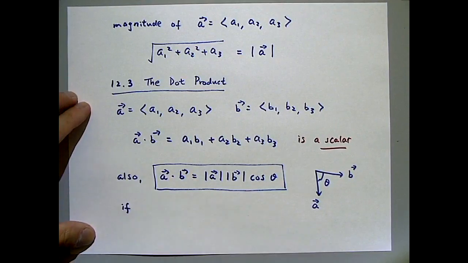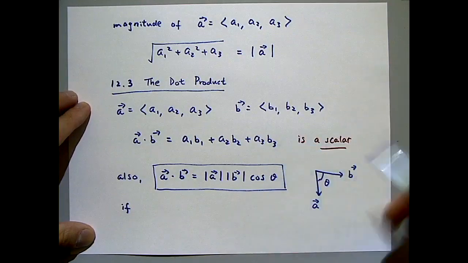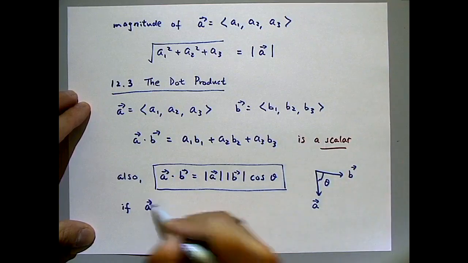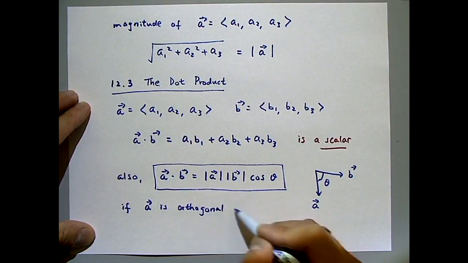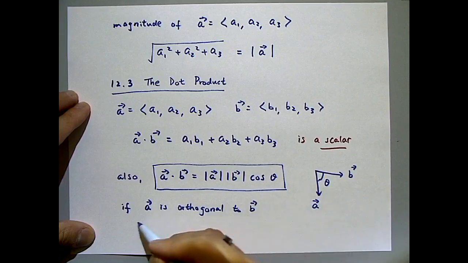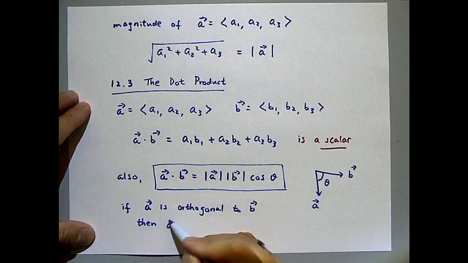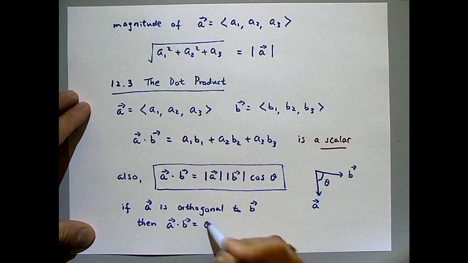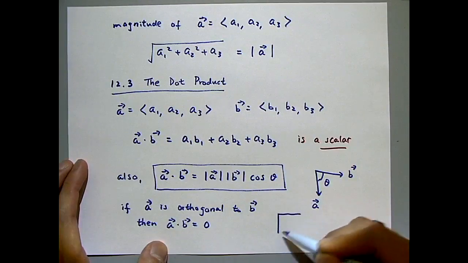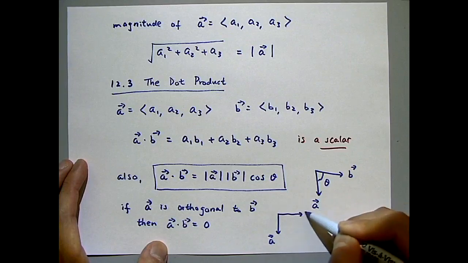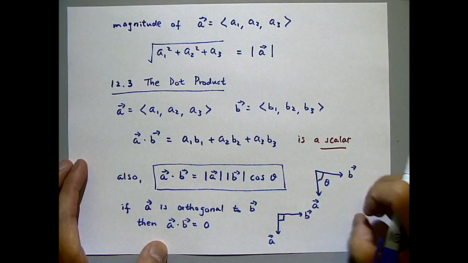And what we also know is that we know cosine of these angles. So if A is orthogonal to B, right, then A dot B is equal to 0. Because cosine of 90 degrees is 0, right? So whenever you dot two vectors and you get a 0, you know they are perpendicular to each other. Like that, for example.